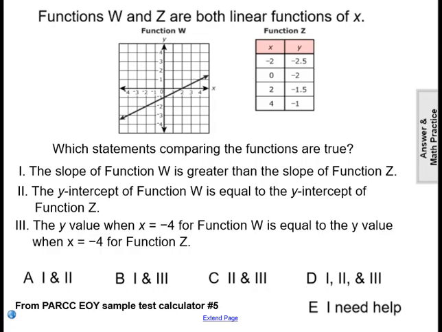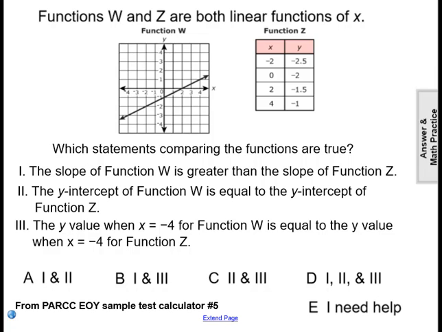Functions w and z are both linear functions of x. Which statements comparing the functions are true? So let's go through each statement and see if it's true or false. The first statement says that the slope of function w is greater than the slope of function z.